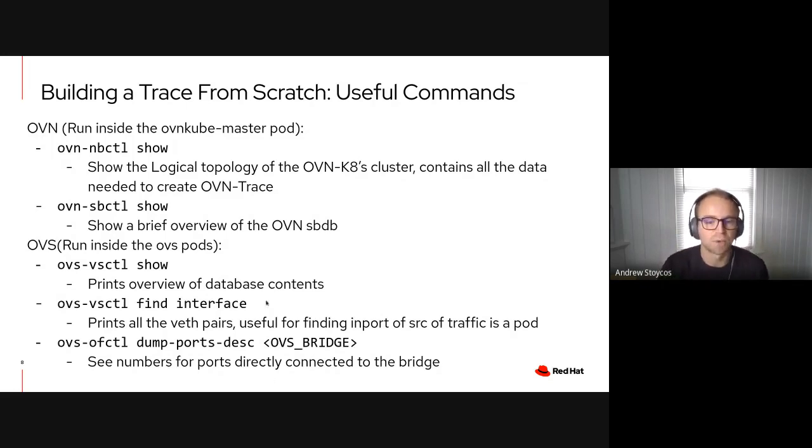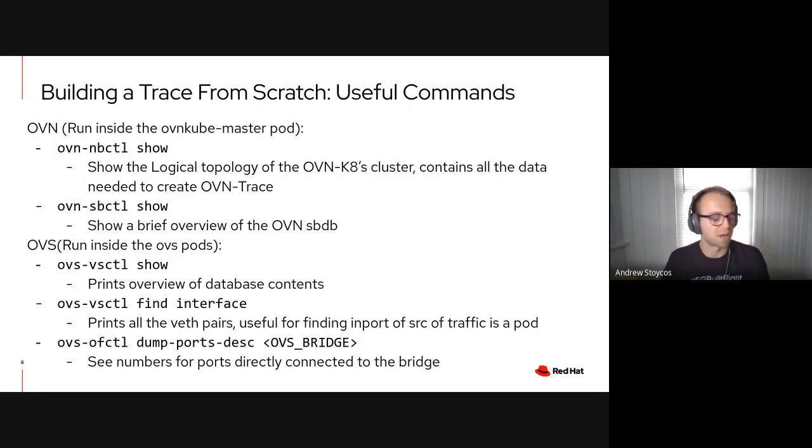All the stuff I'm working on today has been included in an upstream repository on my local GitHub. That includes the NBDB and SBDB files for this cluster, so you can actually run OVN traces with the static instances of those. So anyway, let's go ahead and get started and look at some of these useful commands.